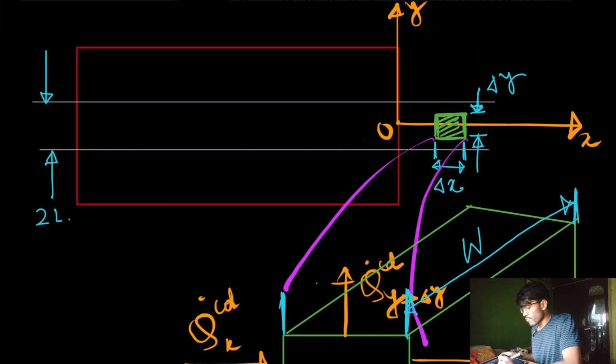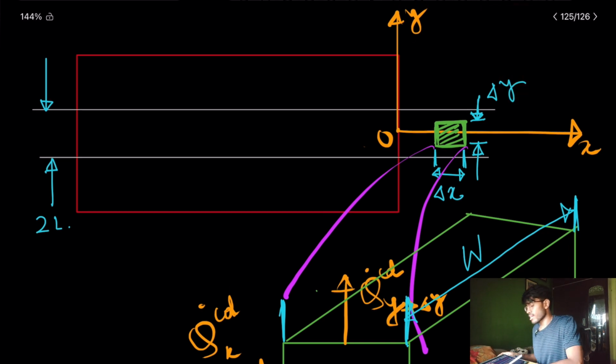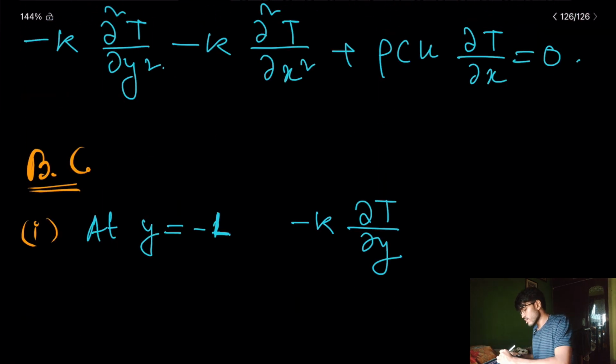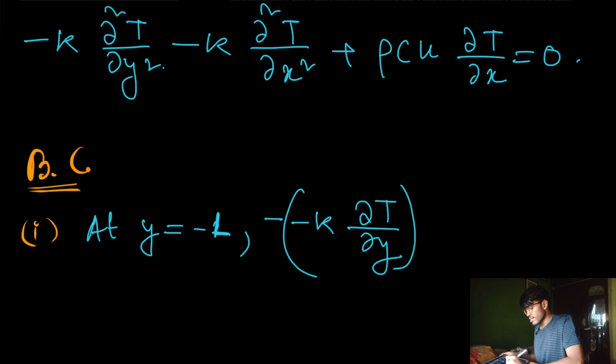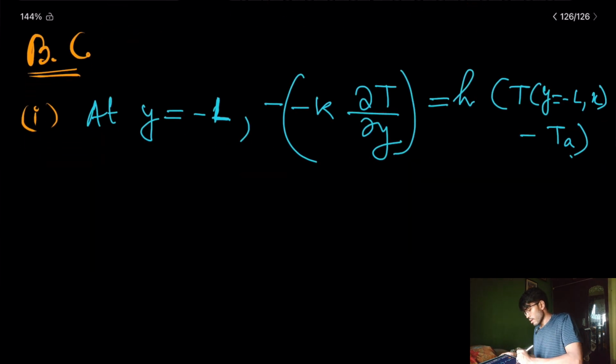I have explained ample amount of times how to write the boundary conditions at these types of faces. If I am telling my k del T del y is the positive heat flux, then what is the direction of that heat flux? It is in this direction. So if I have to write the heat flux in this direction, it will be minus k del T del y. That is why I will write here minus of minus k del T del y is equal to h times T at y equal to minus L, for any x, minus T ambient. This is the boundary condition at y equal to minus L.